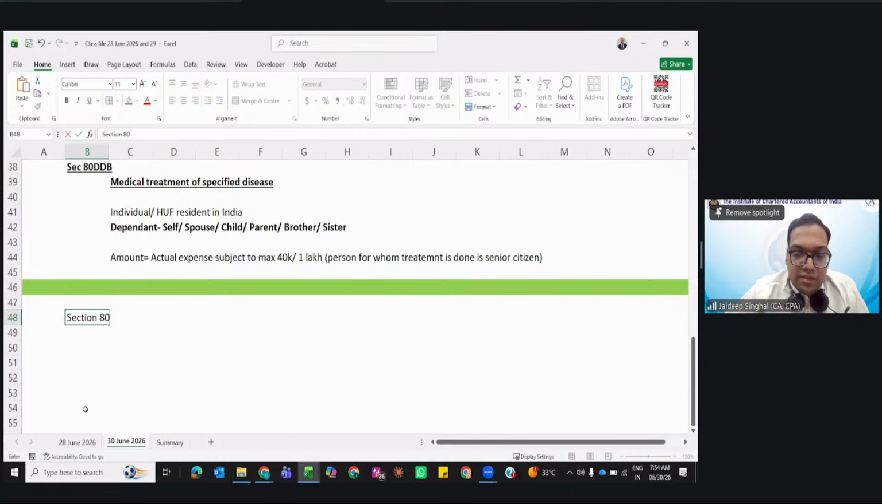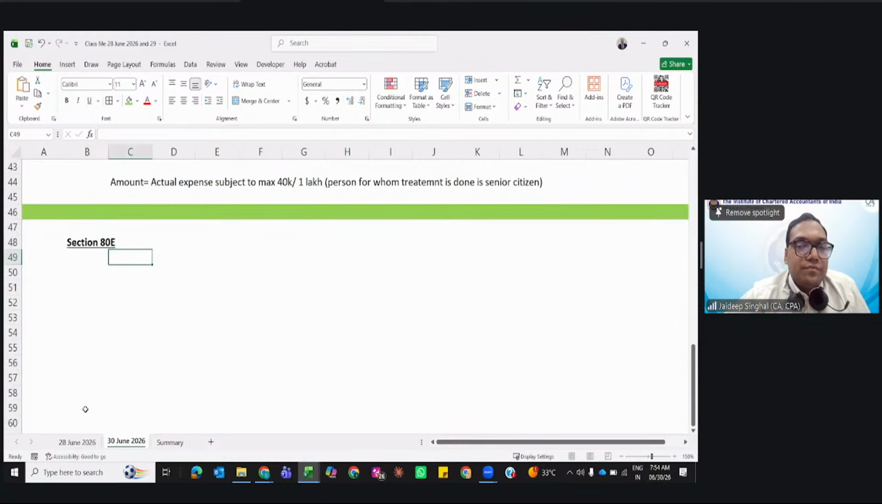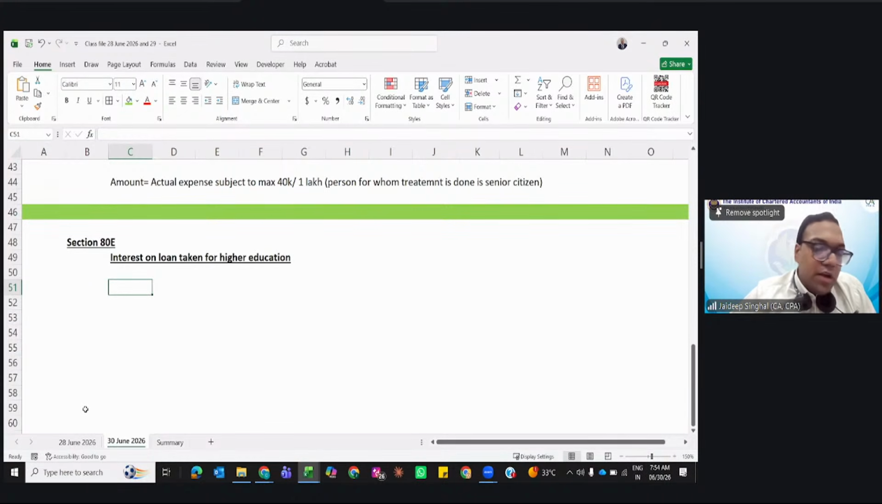Section 80E. So 80E, this E series, is for the interest. It is for the interest on loan taken for higher education. Now it is for the individual only, not HUF. HUF is not covered here. It is for the individual only.